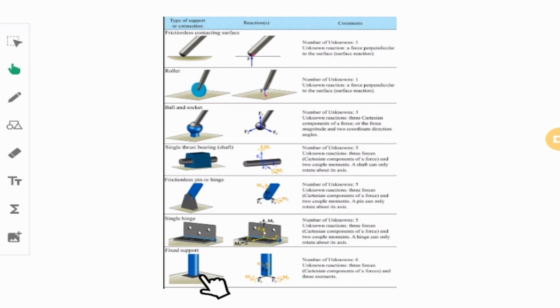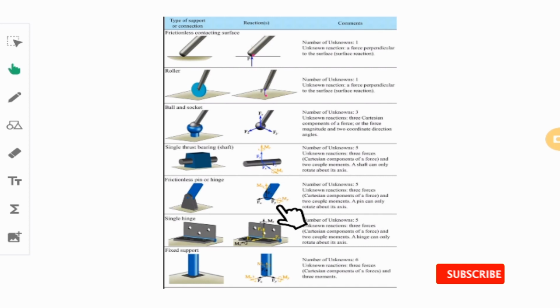In the case of fixed support in 3D, what you would have is everything. That means you cannot do any motion for this guy. It's welded or fixed to the ground or wall, and that means you cannot do any translational motion and rotate it around any axis, and that's why we have 6 unknowns.